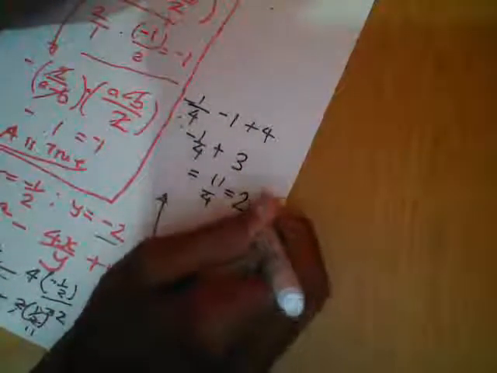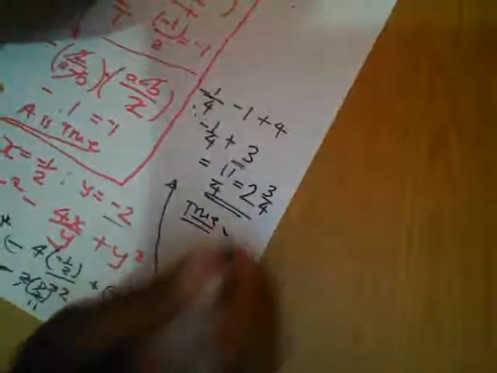It's equal to 11 over 4, and 11 over 4 means 2 3 over 4. So you can just say 2 3 over 4. Excuse me. So it's true. This option is true also. So we go for the last one.